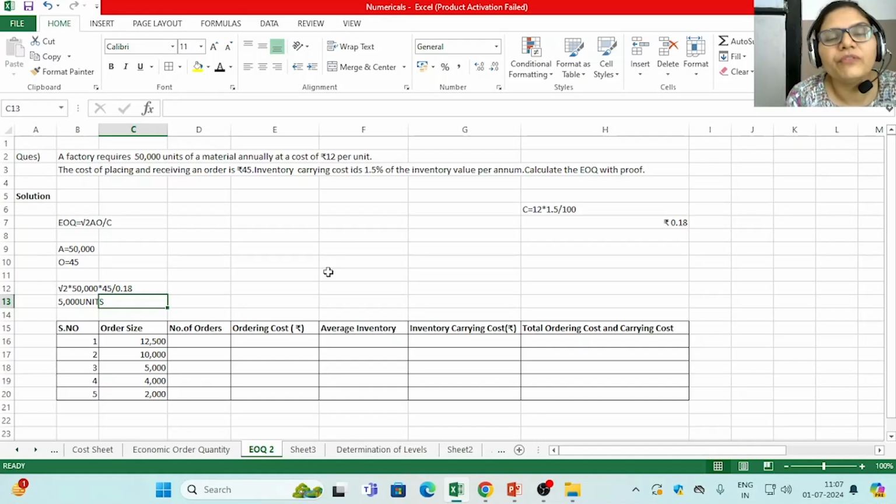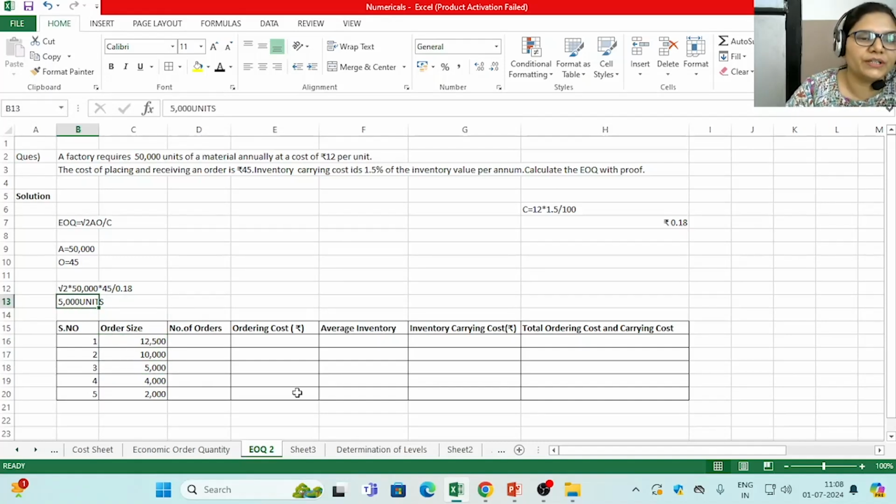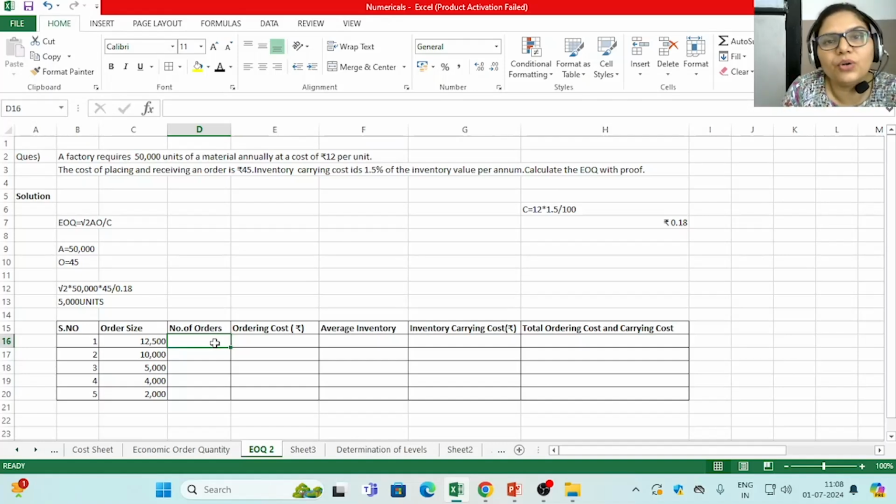Now what we are trying to do over here is to understand that economic order quantity always gives you the total ordering and carrying cost at a minimum level. So randomly we have selected certain order sizes as 12,500, 10,000 and 5,000, which is the economic order quantity, and 4,000 and 2,000. Now we will see how we get the minimum of the total of ordering and carrying cost at EOQ level. We are trying to prove that at EOQ we have the total of ordering cost and carrying cost at the most minimum level.